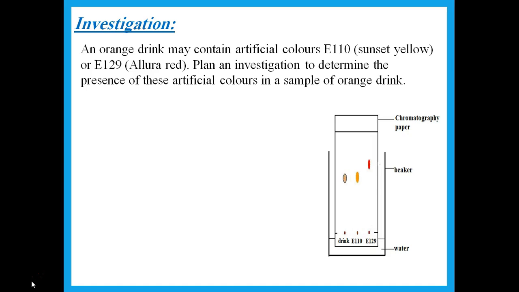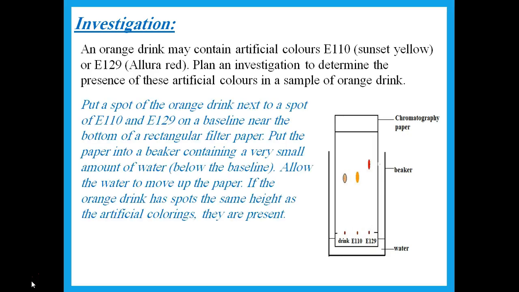on a baseline near the bottom of a rectangular chromatography paper. This is how you explain it. So put a spot of the orange drink next to a spot of E110 and E129 on a baseline near the bottom of a rectangular filter paper. Now put the paper in a beaker containing a very small amount of, specify the solvent. A very small amount of what?